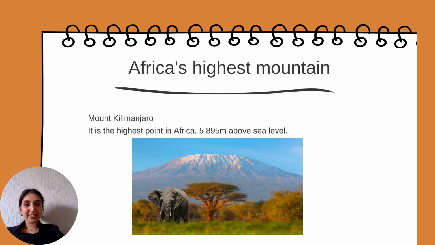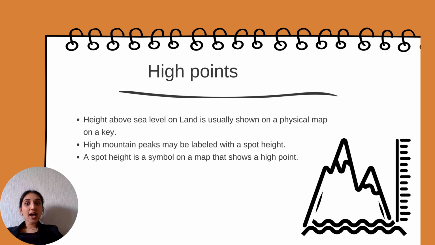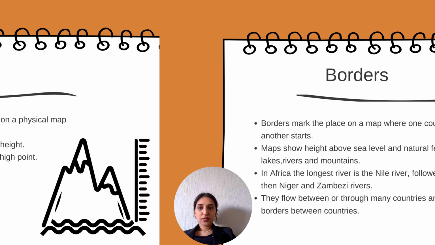Africa's highest mountain, Mount Kilimanjaro. It is the highest point in Africa, 5,895 meters above sea level. High points. Height above sea level on land is usually shown on a physical map on a key. High mountain peaks may be labeled with a spot height. A spot height is a symbol on a map that shows a high point.